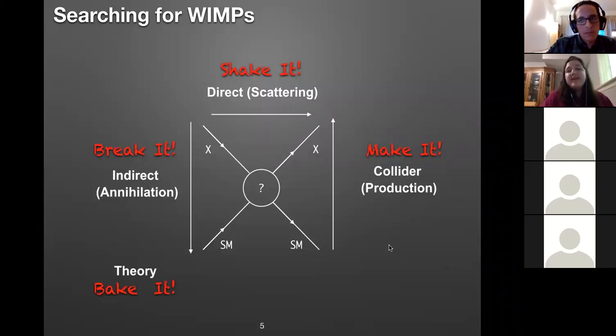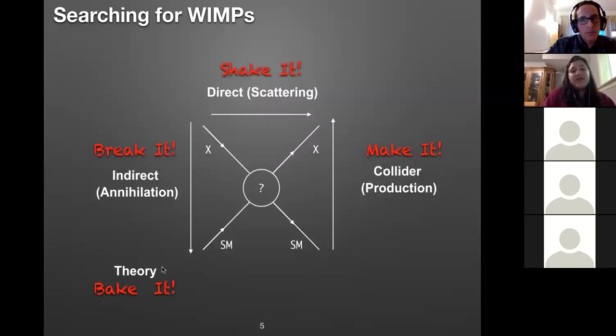If instead I read this from the bottom up, I can collide together standard model particles, like in a collider, and hope that they had enough energy to make dark matter. And then the dark matter or the mediator, the thing that's within that circle, would be produced, would fly out of the detector, and you would know that you made something that disappeared, and that could be dark matter.